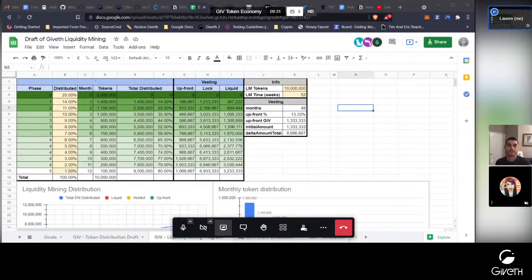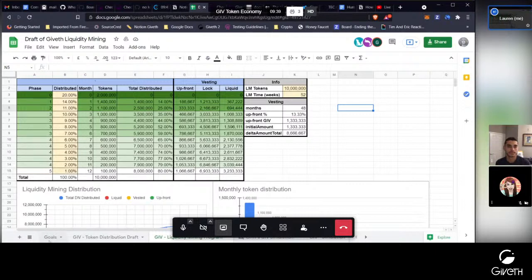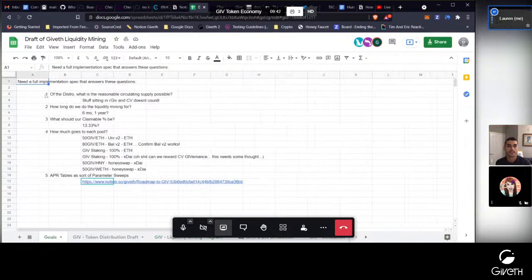Okay, so on the first tab, these goals 1 and 5. So 2, 3, and 4 are the real things that we're going for, right? So we need to figure out how much we want to be claimable, how long we want to do liquidity mining for, and how much goes into each pool. Now, there's not a direct answer for these things. We have to just kind of feel it. We just have to Goldilocks it, as is said. And the things that will help us Goldilocks it are 1 and 5.